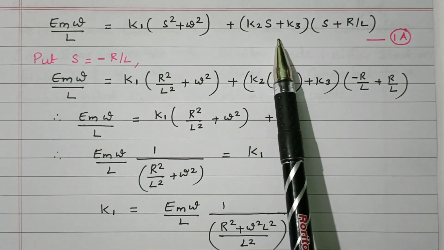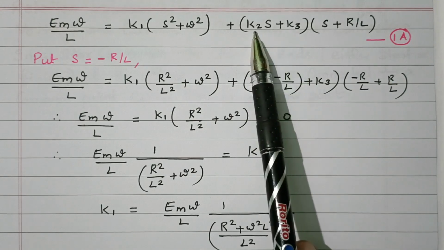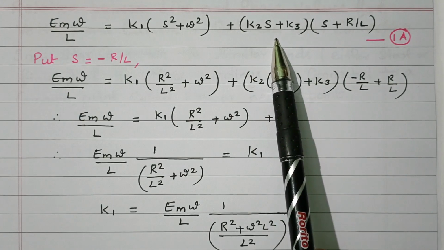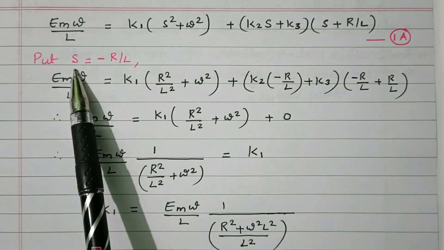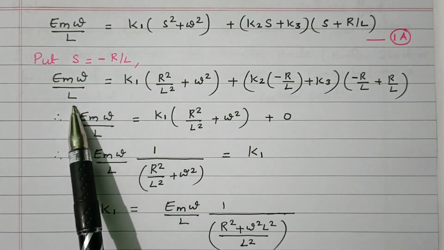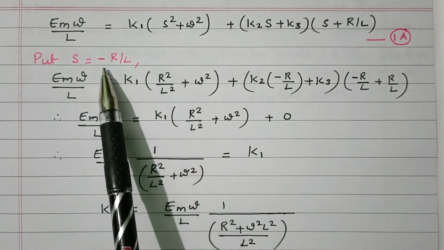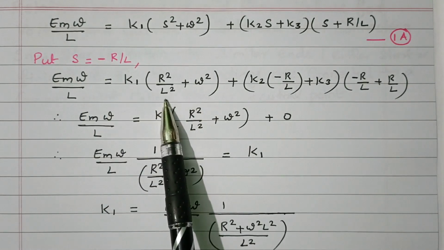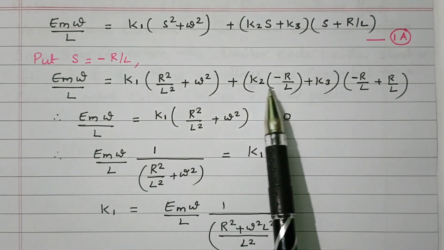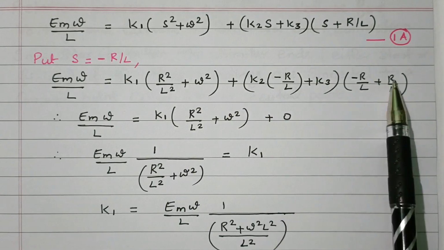K2 and K3 we can find from the coefficients by equating the coefficients, because here K2 and K3 both are available. So it is better to go for coefficients. So first we will substitute s equal to minus R by L. Em omega divided by L equal to K1 into s square, so the minus becomes plus, R square by L square plus omega square, plus K2 into s, which is minus R by L, plus K3, into minus R by L plus R by L.